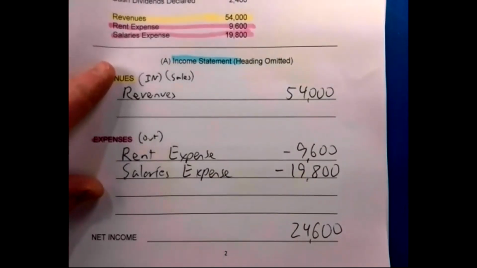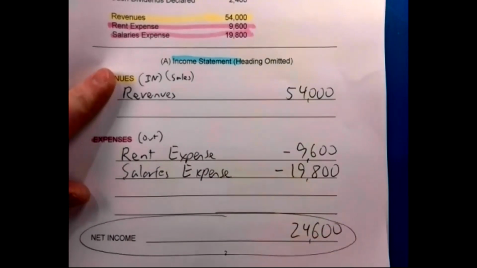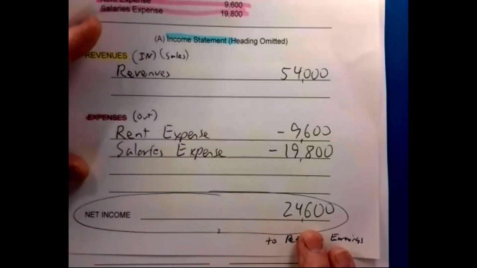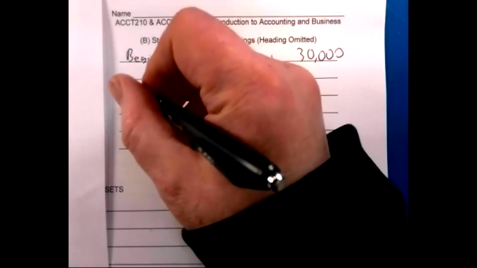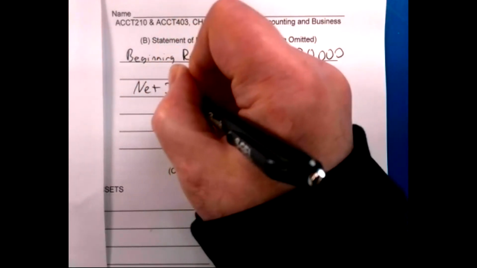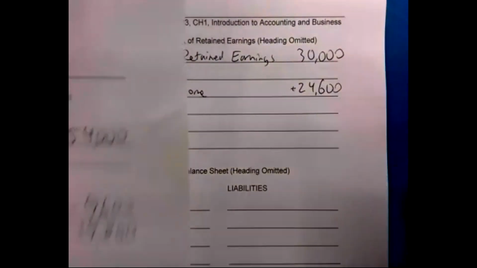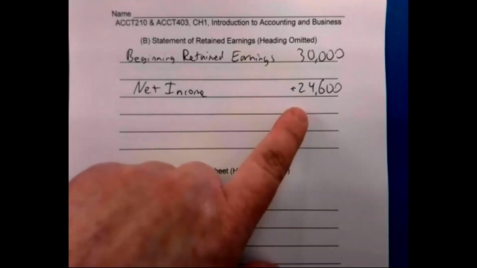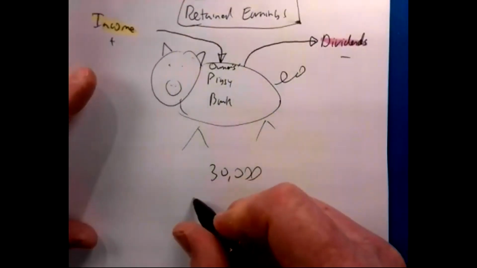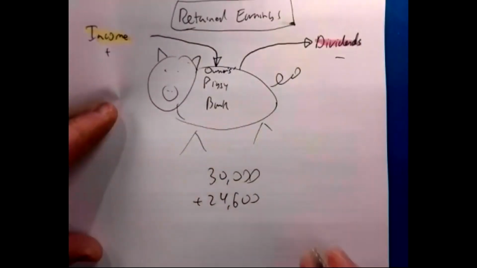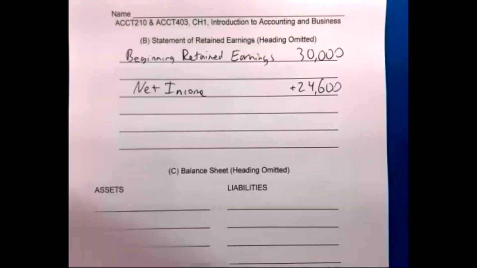So beginning retained earnings of 30,000. The income that we made, so this income down here will go into retained earnings. So we're going to send that into retained earnings. So this is the income we made, and they're going to put that into retained earnings. So net income, and that's from the income statement. They made 24,600. So that'll be added into our piggy bank. So the piggy bank started out with 30,000. We just added 24,600.